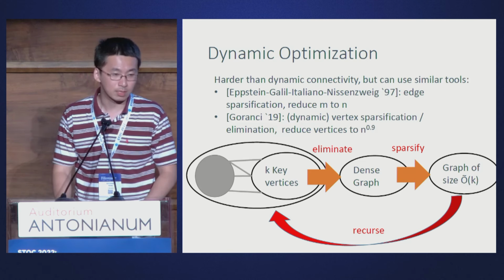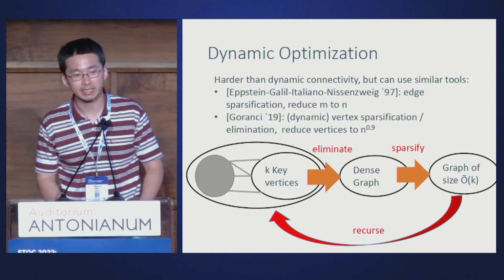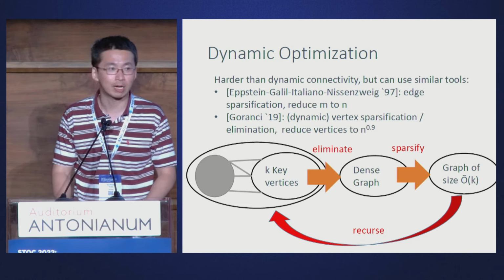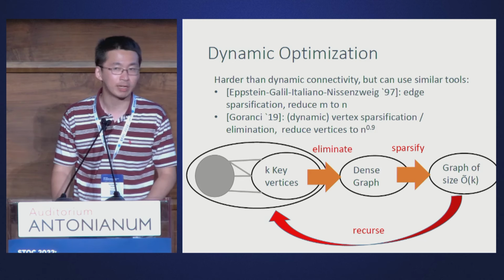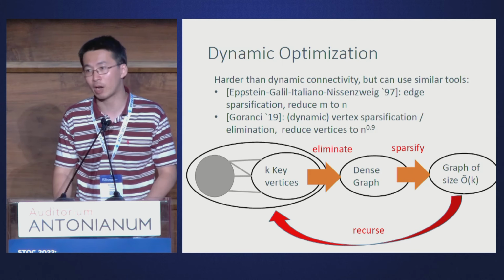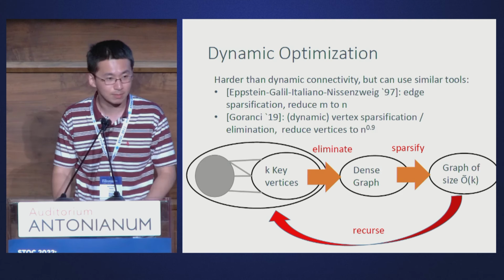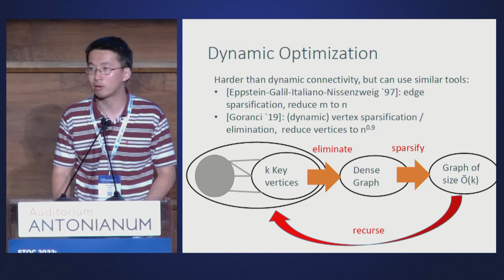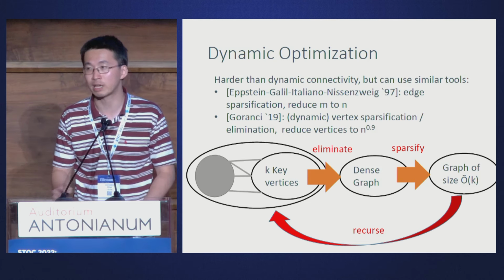So the approach taken was essentially to take ideas that were already developed for dynamic connectivity and try to emulate some of them, still on undirected graphs, but with optimization objectives in mind. So there were two tools that were basically common between the two areas.